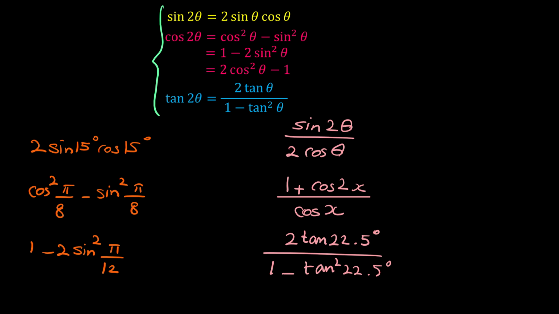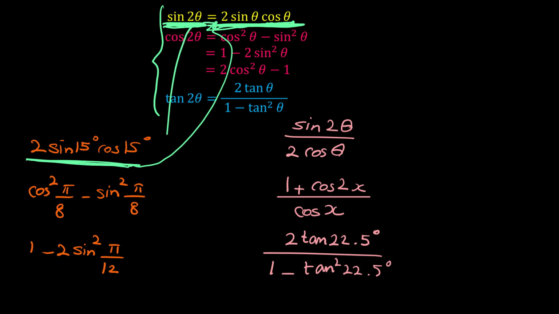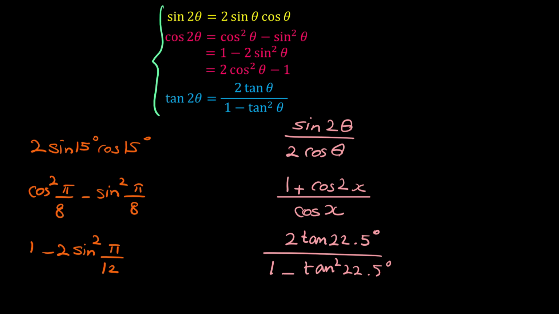Look at this first example. 2 sine of 15 degrees times cosine 15 degrees. If you pay attention, this expression exactly matches with this. 2 sine theta cosine theta is equal to sine of 2 theta. Here we have 2 sine 15 cosine 15. So the theta here is 15 degrees.